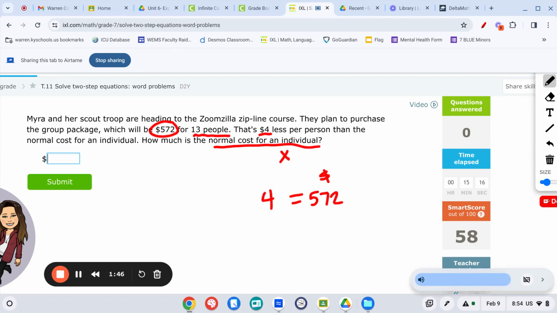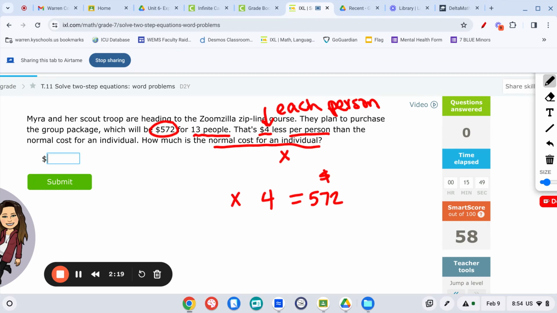Now, this one, what I'm seeing to help me out here is that I see 13 people, and because it's a group package, they're getting $4 less per person. So the $4 is each person gets that discount. It's not like they pay for 13 people and then they get $4 off. That's not much of a discount. Each person is getting the $4 off. So the normal cost for an individual would be our x, and they're getting to subtract 4.